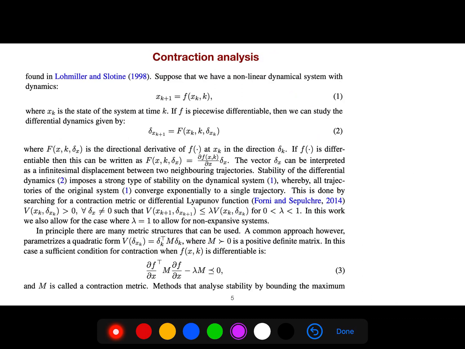I've explained contraction analysis in previous lectures, so I just skipped it. But you know that there are many metric structures that we can use. For example, if we parameterize a quadratic form X transpose MX, where M is positive definite, with no equality, then a sufficient condition for contraction is this one. It is just a sufficient condition.